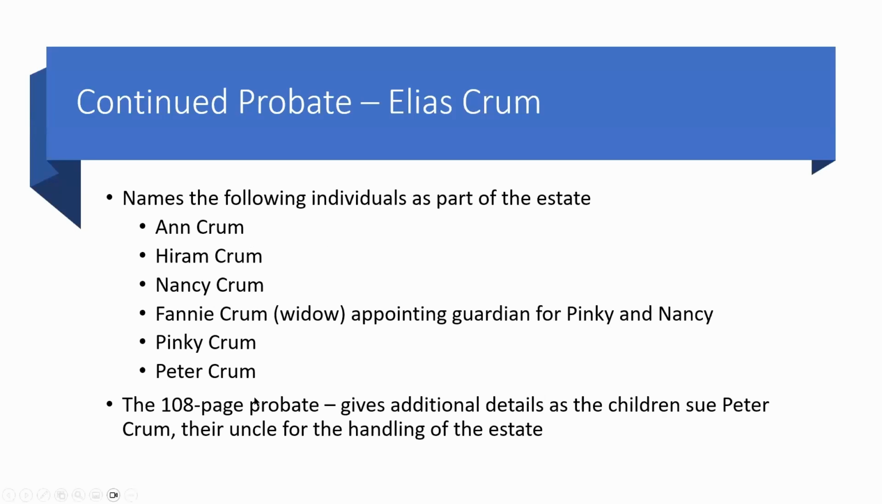Number one, it lists all of the people that are part of the estate, including Fanny, his wife, and his children. Fanny was appointed guardian for Pinky and Nancy. But more importantly, it told me that the children sued their uncle, Peter Crum, because of the way he handled the estate. Elias was actually murdered at his mill, and that murder, as far as I can tell, has never been solved. Peter was given the rights as the administrator of the estate, he and Hiram, and he started working on this prior to the Civil War.